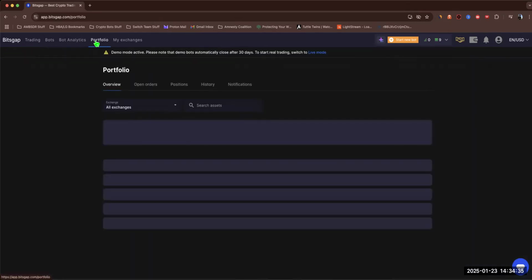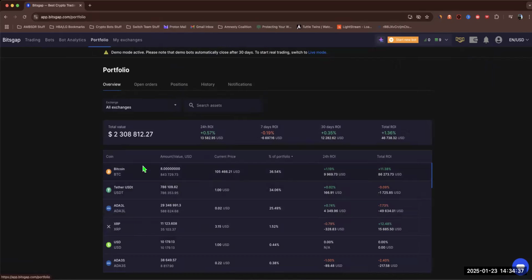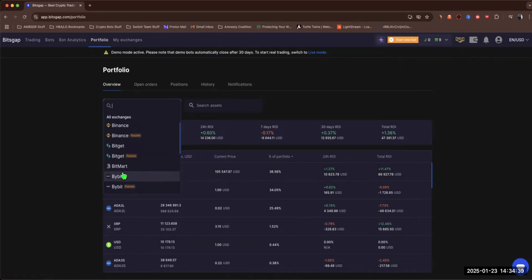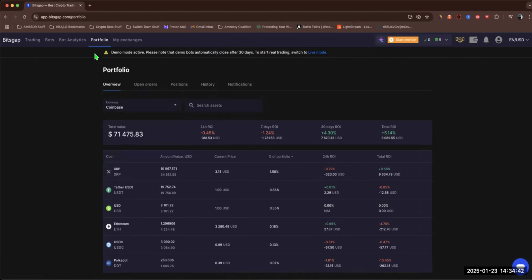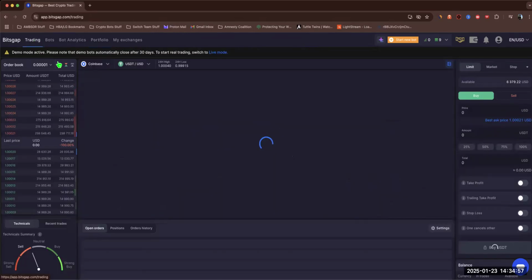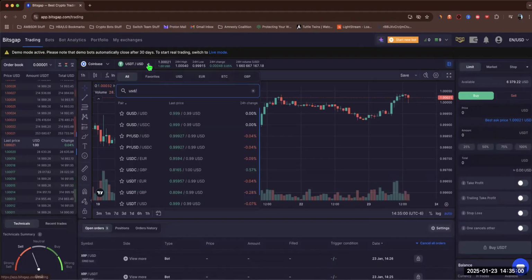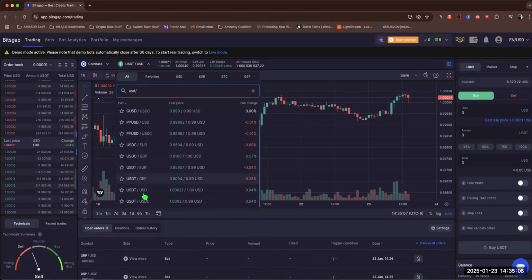In demo mode, you start out with all kinds of different things. So if I go to Coinbase in my portfolio, it looks like I've got 10K in XRP, 19K in USDT. Okay, so let's go back to trading and let's see if we can find a USDC USDT pair. Here we go.